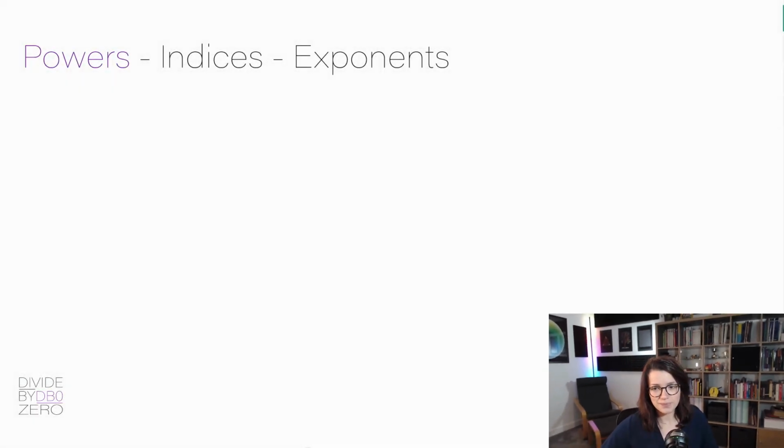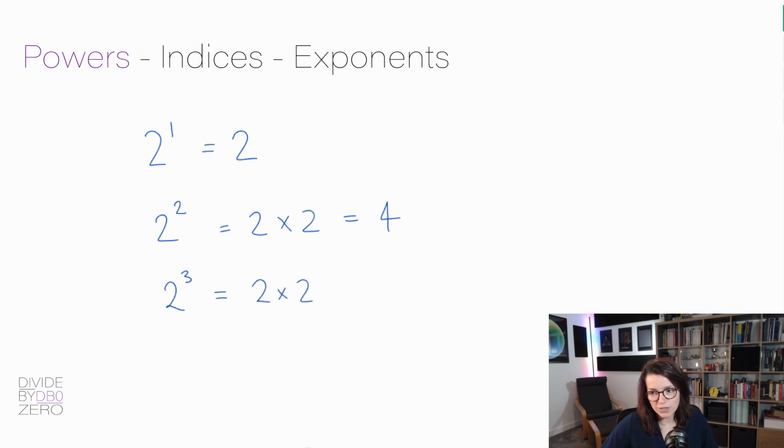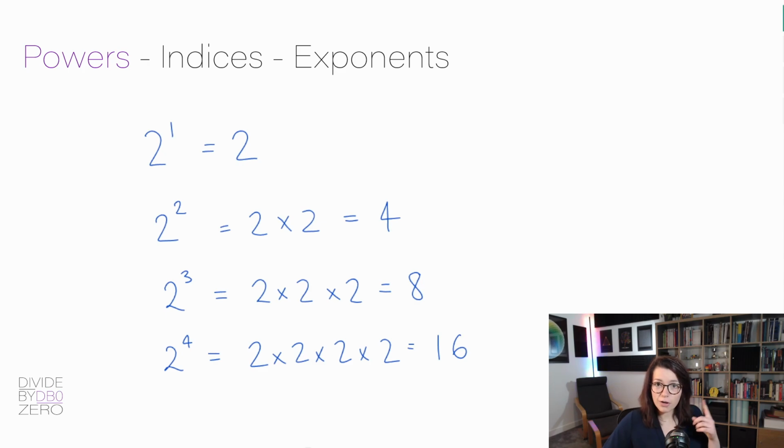The power of a number tells you how many times to multiply the number by itself. For example, 2 to the power of 1, that's just 2 on its own once. 2 to the power of 2, that's 2 times 2, which is 4. 2 to the power of 3, that's 2 times 2 times 2, which is 8. And then 2 to the power of 4, that's 2 times 2 times 2 times 2, so 4 times, which is 16.